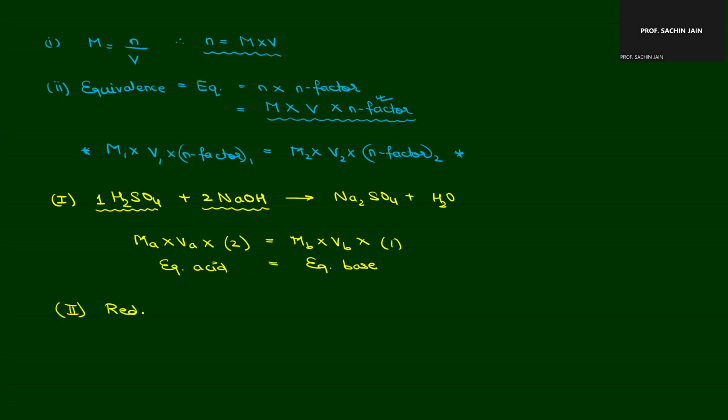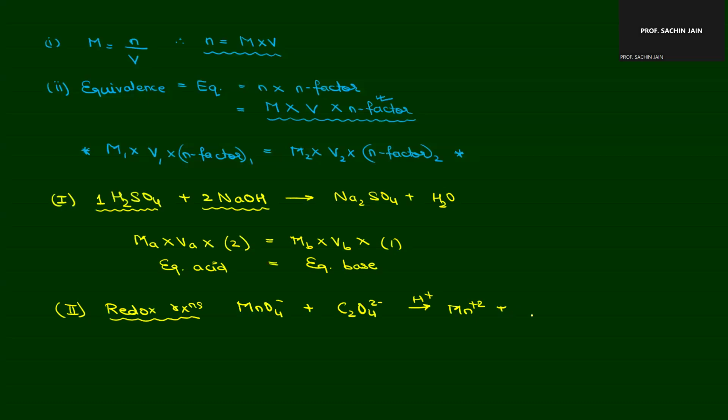Now, in case number 2, that is for the redox reaction, take any redox example. Let's say we have permanganate reacting with oxalate to give Mn2+ when the medium is acidic, along with that CO2, that is carbon dioxide.